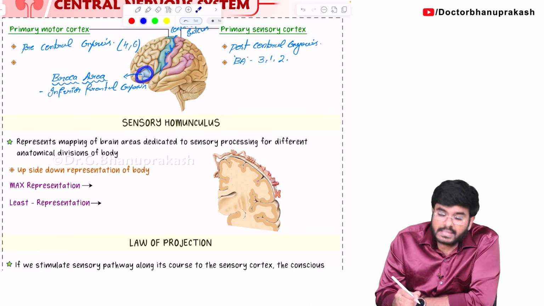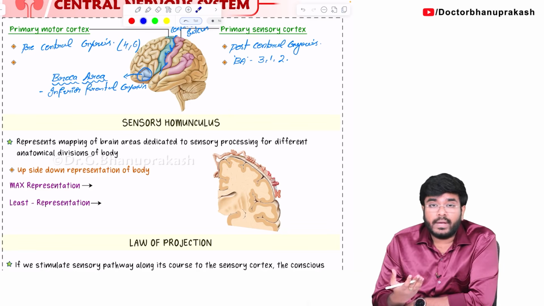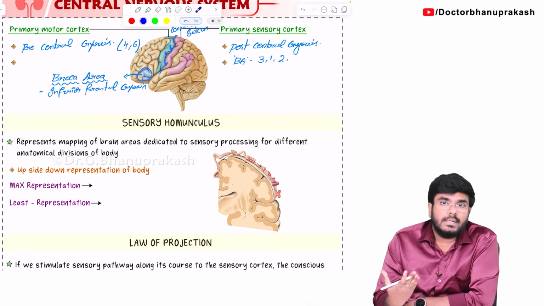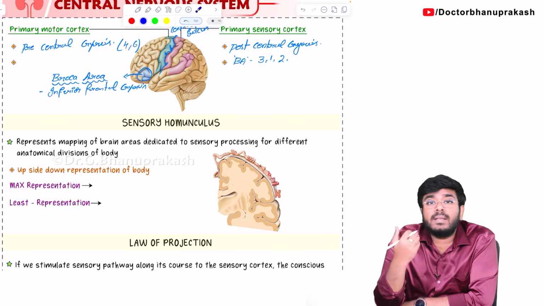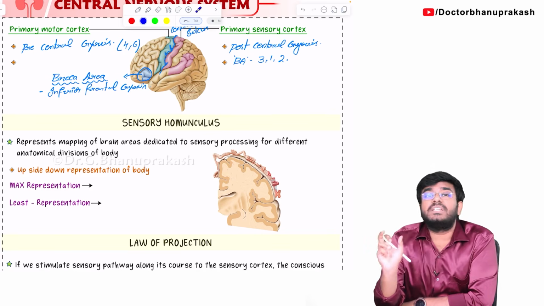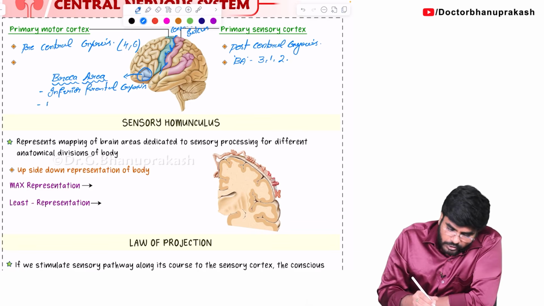See, this Broca's area is the one responsible for speaking. I am right now speaking, and that's thanks to my Broca's area. Broca's area helps in speaking. So this is called the motor speech area. Broca's area is a motor speech area.